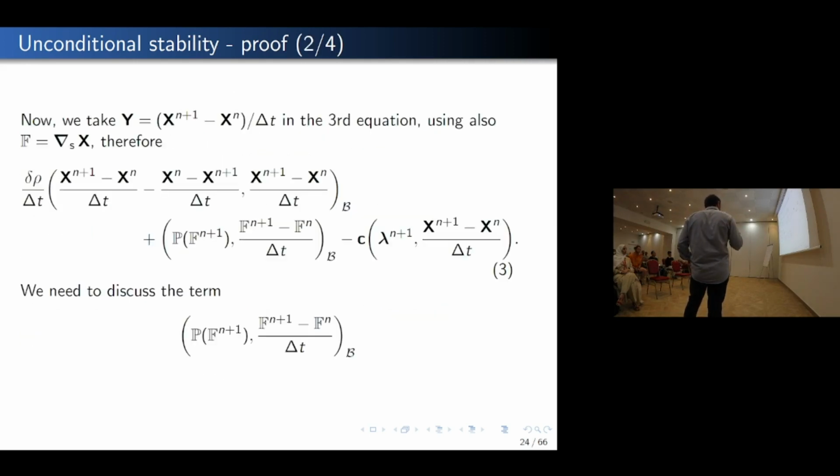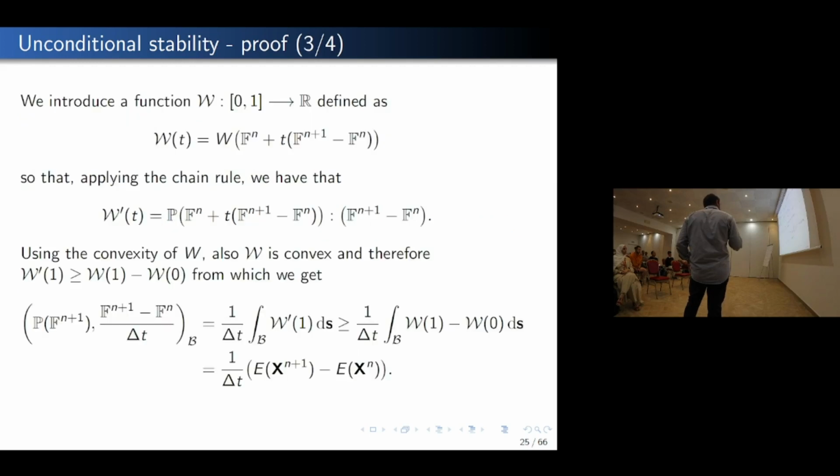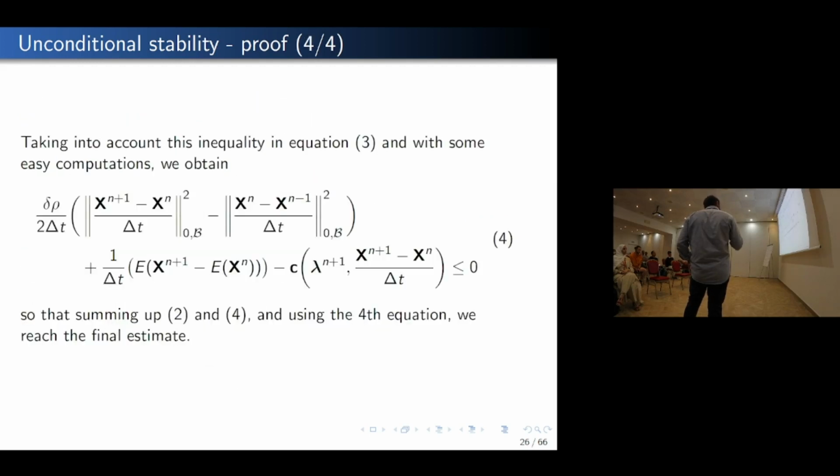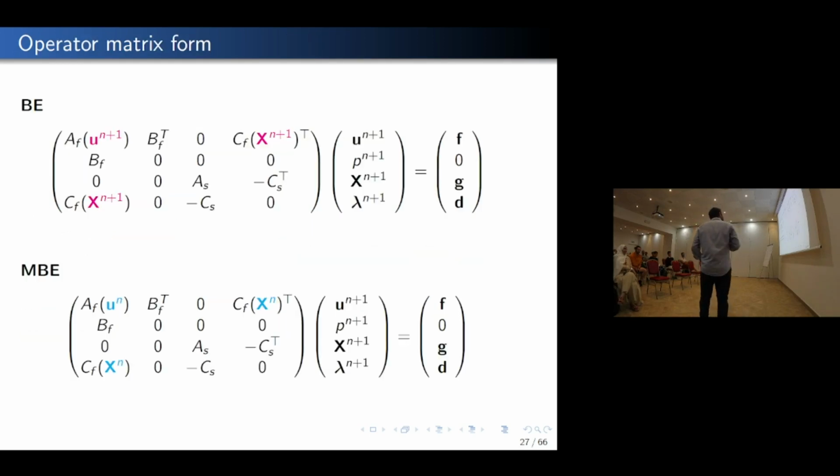And basically we are done, because if we take into account equation 3, so here in the solid equation, we obtain this object, and summing up with 2 and 4, this one, and using the fact that the fourth equation is the coupling condition, we have the final estimate. So this is only this proof. Najwa then will do other proofs for me. My work is done.